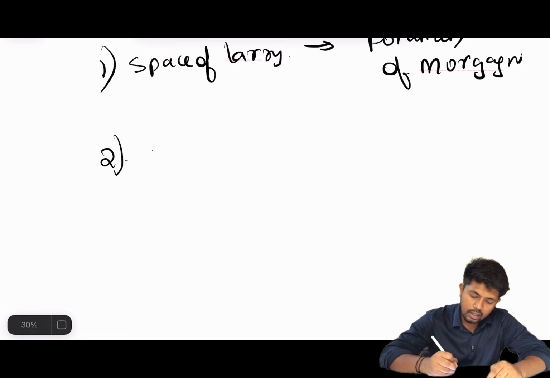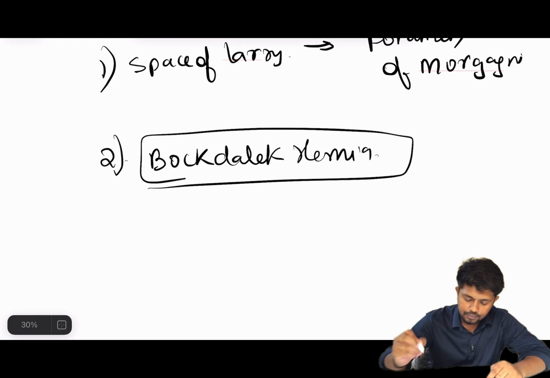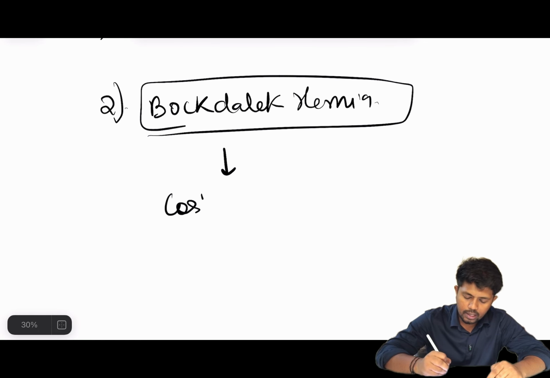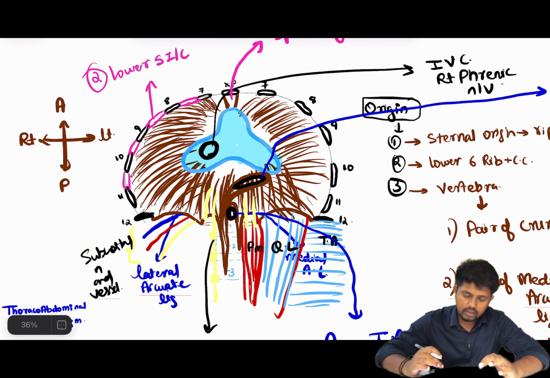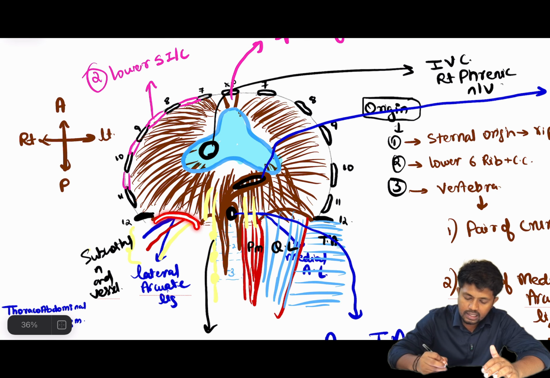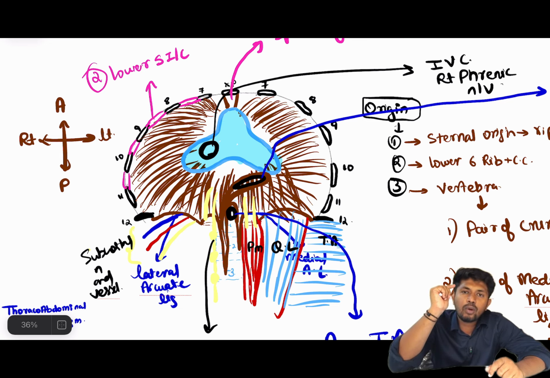Now the second diaphragmatic hernia is called Bochdalek's hernia. So when does this Bochdalek's hernia occur? For that you should know one trigone, the costovertebral trigone. If the diaphragm fails to originate from the lateral arcuate ligament on one or both sides, there will be, what? This is the costal cartilage and this is the vertebra. So here the trigone is formed, the costovertebral trigone or Bochdalek's trigone. From this area the abdominal viscera will herniate. So the failure of origin of the diaphragm from the lateral arcuate ligament forms the Bochdalek's hernia or costovertebral hernia.